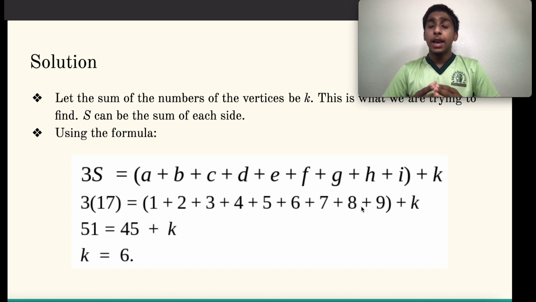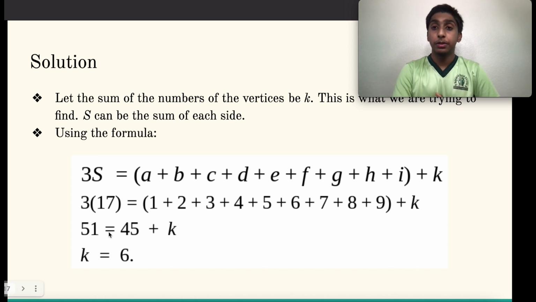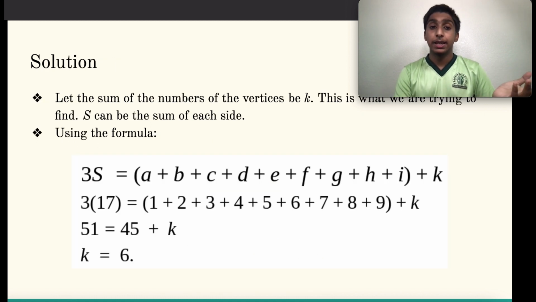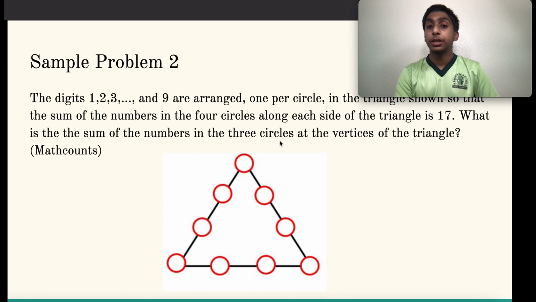So now we have the basis of a linear equation, an algebraic equation, one that shouldn't be too hard to solve. When we calculate this, we get 51 is equal to 45 plus k. Now we're trying to find k, so if we subtract 45 from both sides, we get k is equal to 6. So basically what that's telling me is when I add this top one, this circle, and this circle, I will get a total of 6. So our k is equal to 6, and that's the answer here. The sum of the numbers in the 3 circles at the vertices is equal to 6.